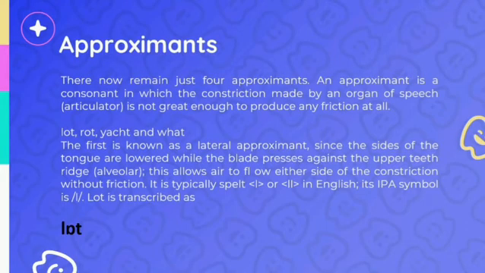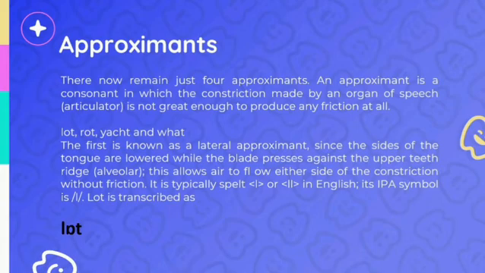Approximants. There now remain just 4 approximants. An approximant is a consonant in which the constriction made by an organ of speech is not great enough to produce any friction at all. Lot, rot, yacht, and what.